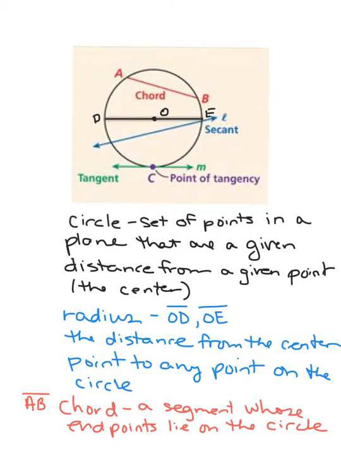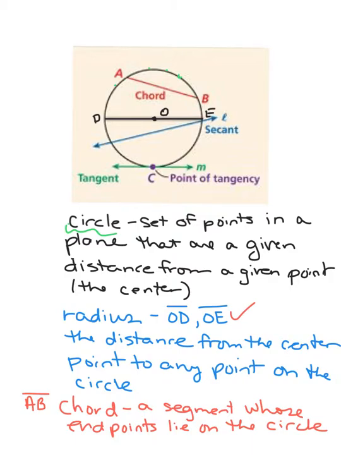So when we're talking about a circle, the definition of a circle is that it is a set of points in a plane that are a given distance from a given point, and that point's in the center. So every point on the circle, if we look at our diagram, is equal distance from the center of the circle. Now a radius, as we know, comes from the distance from the center point to any given point on the circle. So we have two examples here. Segment OD is a radius, and so is segment OE.